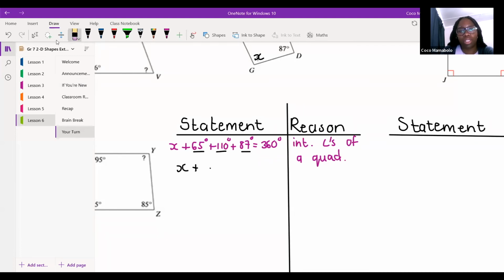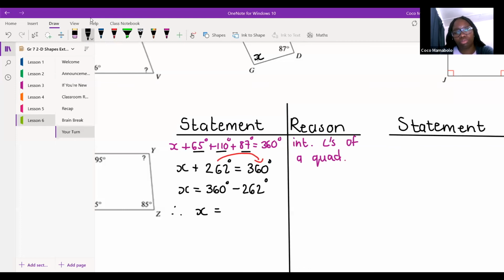Oh, look at me writing nonsense now. x plus 262 degrees is equal to 360 degrees. And I'm going to send 262 degrees over to that side. And I'm going to go x is equal to 360 degrees minus 262 degrees. Therefore, x is equal to, who knows, how much is x equal to? Excellent. It's going to equal 98 degrees. Well done, Roland. Don't forget your degrees. Very well done. All right.